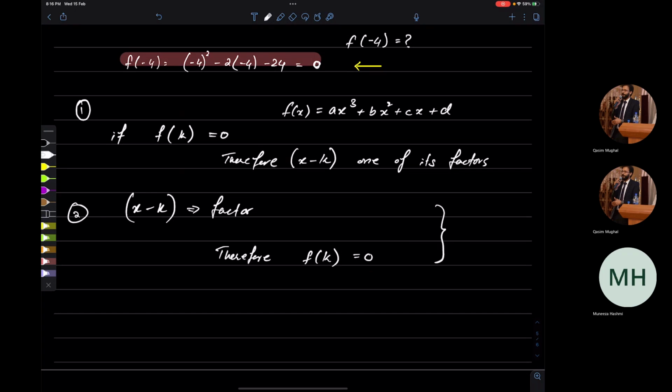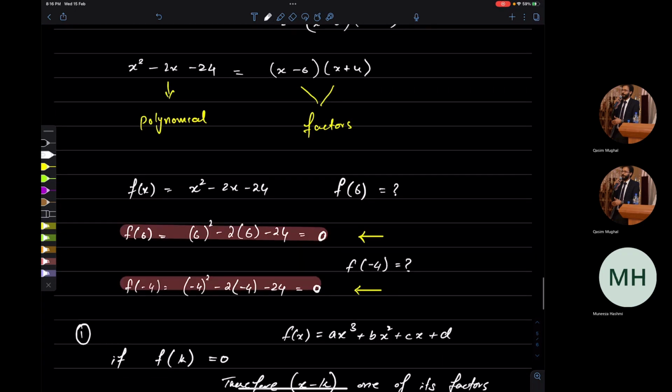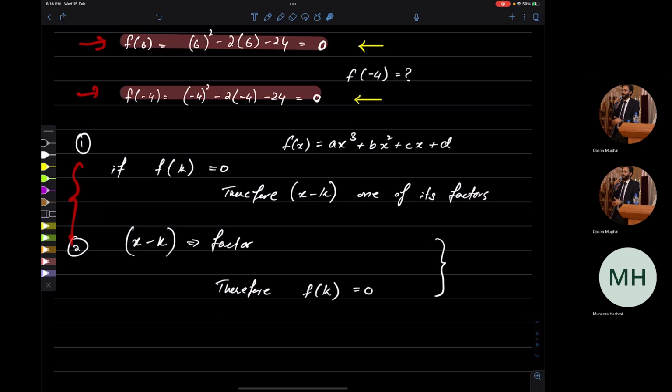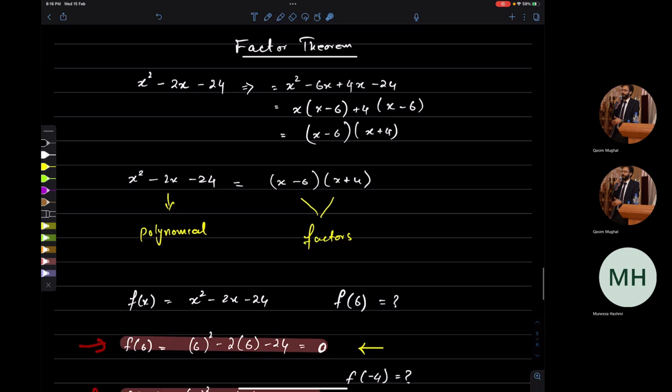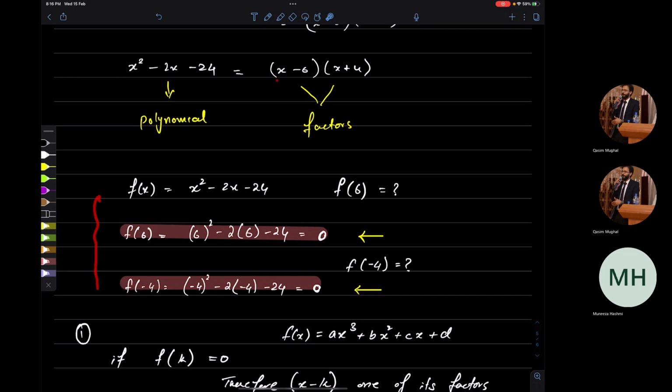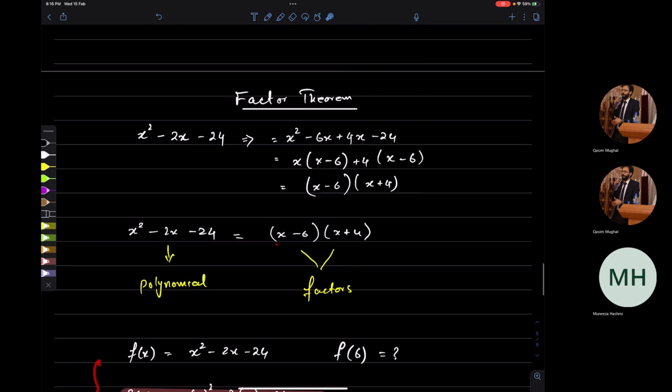The second perspective we have already verified. I told you these two are the factors of it. We change the sign. I told you to test it, but next time, by knowing this factor theorem, you don't have to test it. Over here, you tested it because I was about to teach you this. But now you don't have to test it.